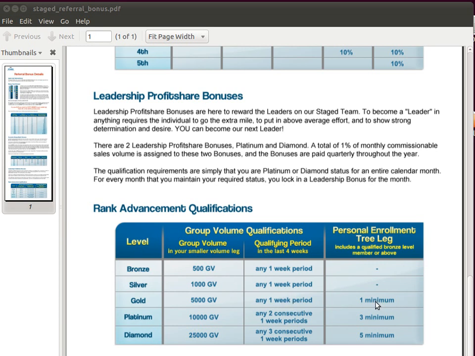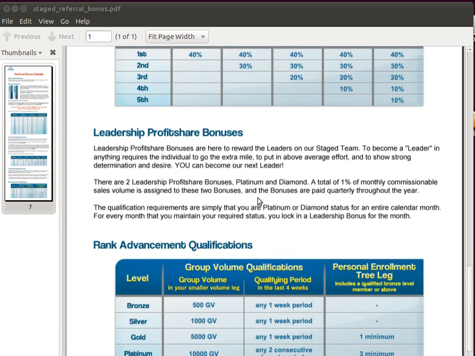You also need a minimum of 1 personally sponsored member qualified for bronze or higher. So 1 member below you that you sponsored, and they have 500 group volume below them. So pretty simple to get. All the way up to diamond, where you need a minimum of 5 people below you that you've brought in that are qualified as bronze or higher. And you have 25,000 in group volume, which would be 1,000 people below you in your weaker leg, and those people need to be there for 3 consecutive weeks out of the last 4 weeks. So you start from today and you just look backwards 4 weeks.